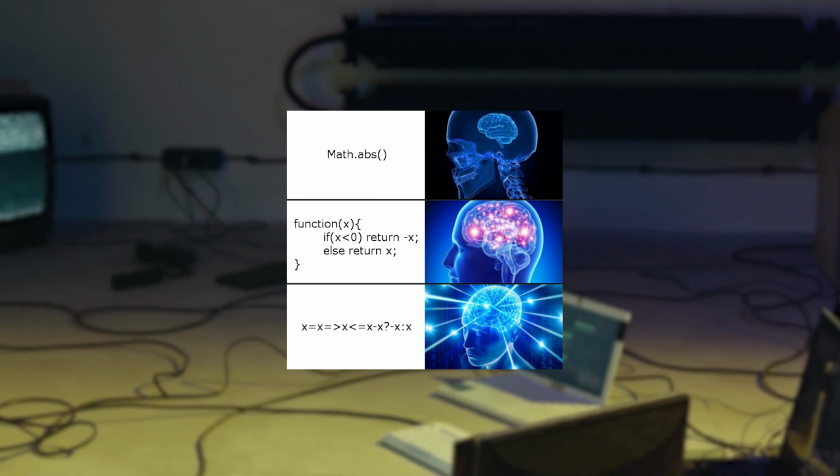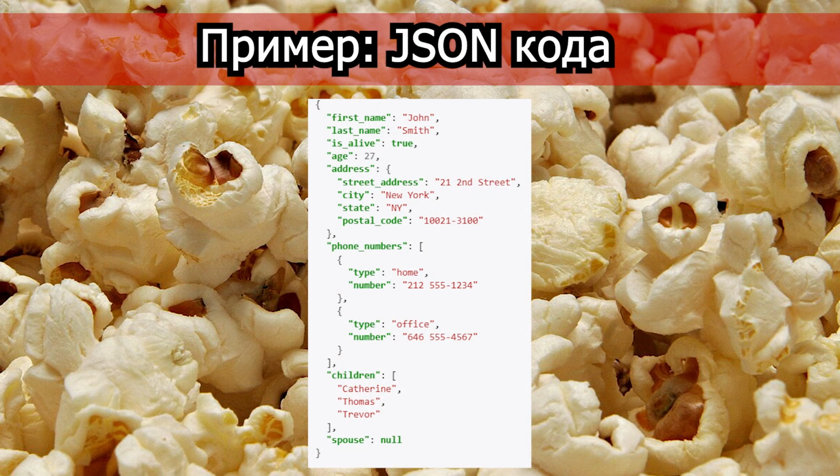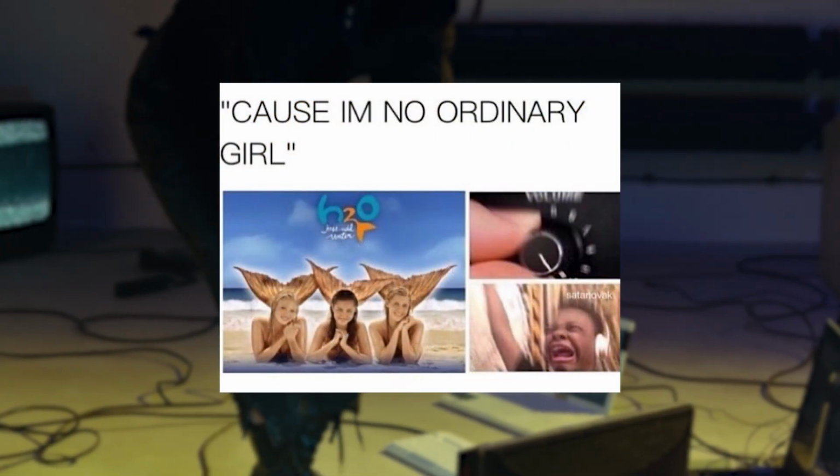Now let's look at some simple code. Link in the description. It's like popping popcorn. Just add some JSONP and your website will become a circus.